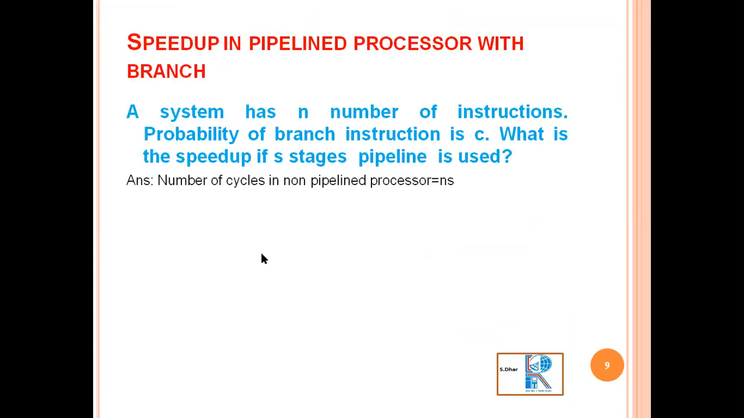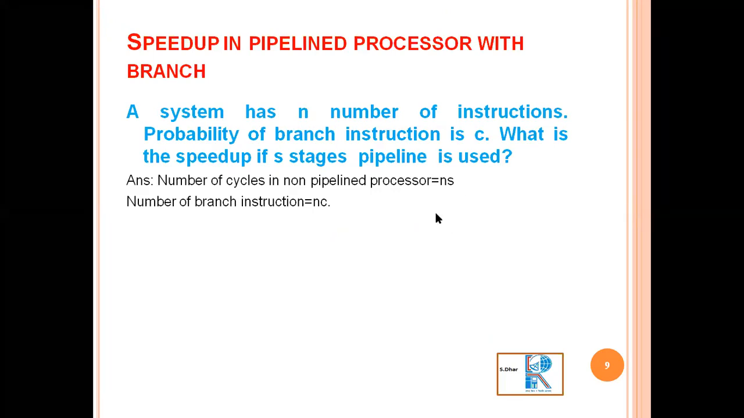Now see here, the question is, a system has n instructions. Clear? The probability of a branch instruction is c. That means out of 100 instructions, suppose 10% are branch instructions, so the probability is 10 by 100. Clear? So the probability of a branch instruction is c. What is the speedup if an s-stage pipeline is used? The number of cycles in the non-pipeline processor is obviously as before ns, because whether it is a branch or non-branch, it will not affect. So it is always ns.